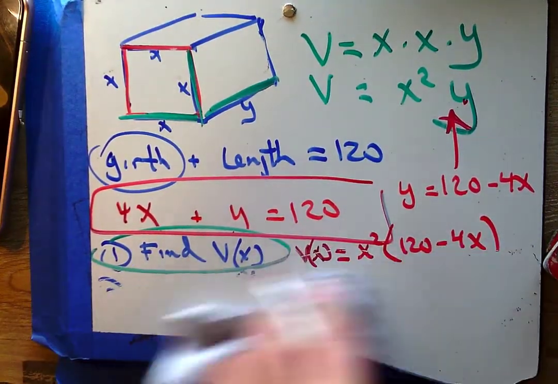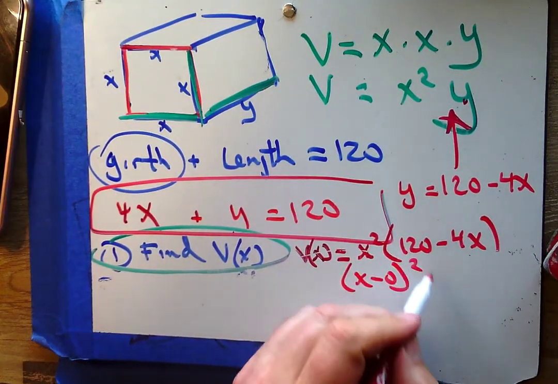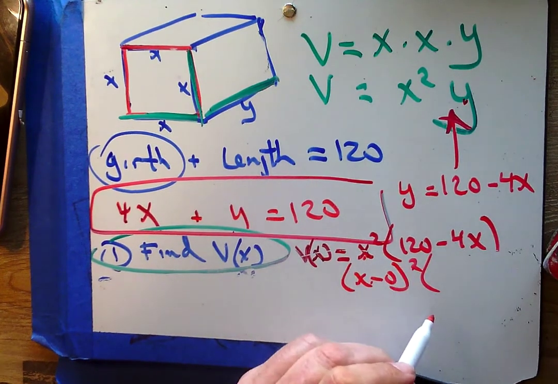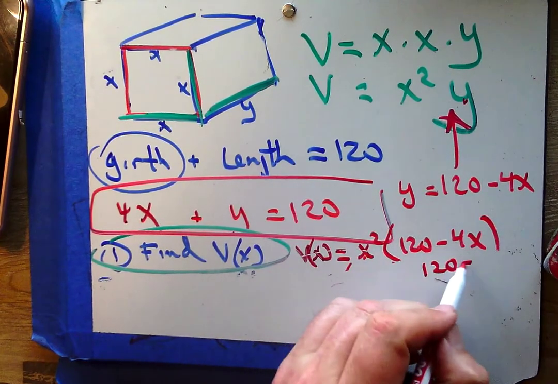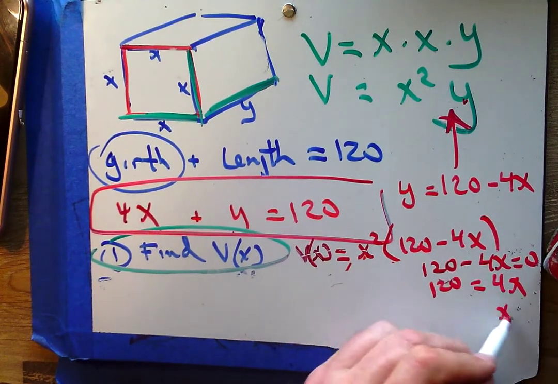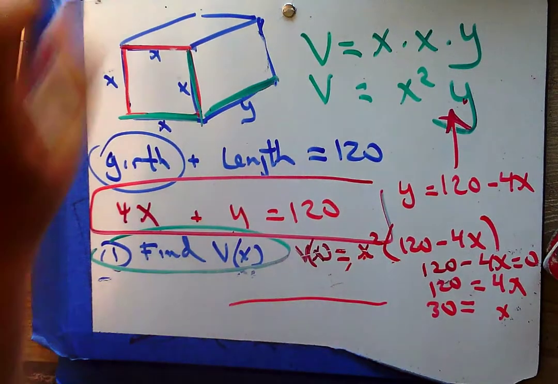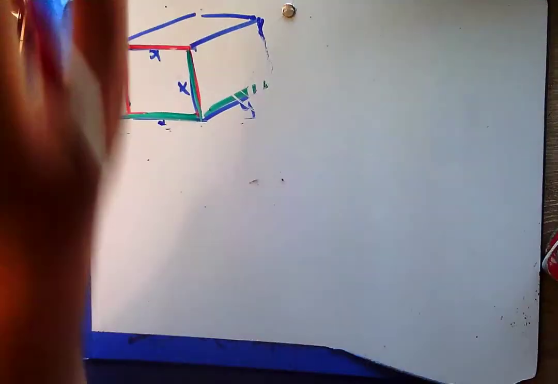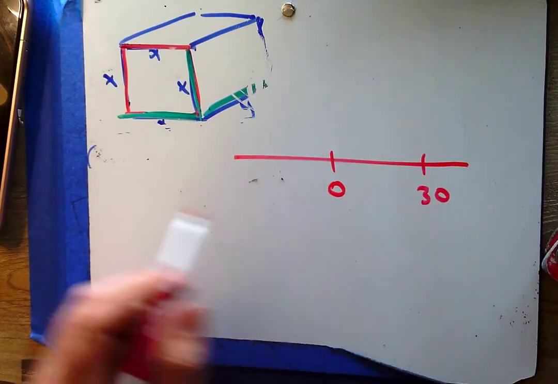All right, how do I graph V of x? Well, look, I have x minus 0 squared, so I know there's an x-intercept at 0, and it's a bounce. And over here, when I set this equal to 0, 120 minus 4x equals 0, 120 equals 4x, x equals 30. There's another x-intercept. So we said there was going to be a bounce at 0, and we're going to pass through 30.